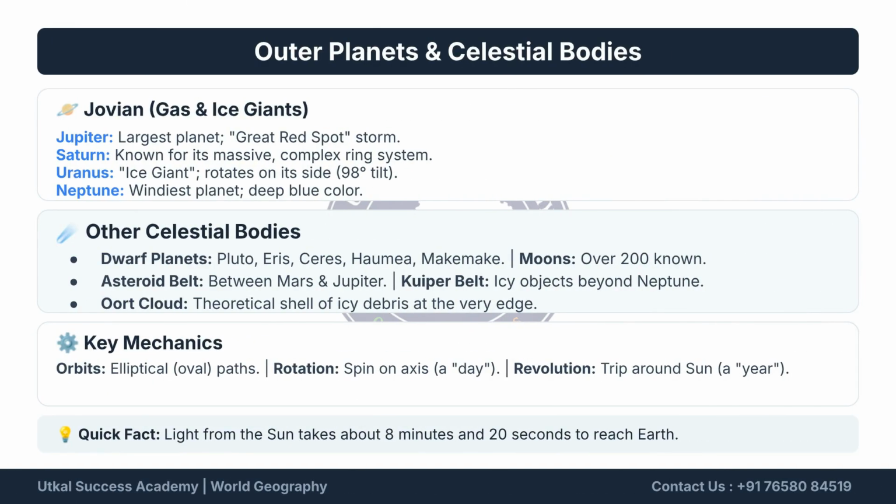The Jovian giants, or outer planets, include Jupiter, the largest, known for its great red spot. Saturn is famous for its ring system. Uranus is an ice giant that rotates on its side. Neptune is the windiest planet and is deep blue. Other celestial bodies include dwarf planets like Pluto and Ceres, over 200 known moons, the asteroid belt between Mars and Jupiter, and the Kuiper belt beyond Neptune. The Oort cloud is a theoretical shell of icy debris at the system's edge.